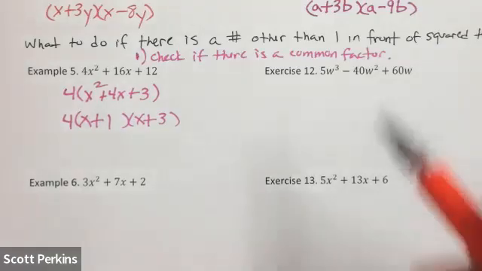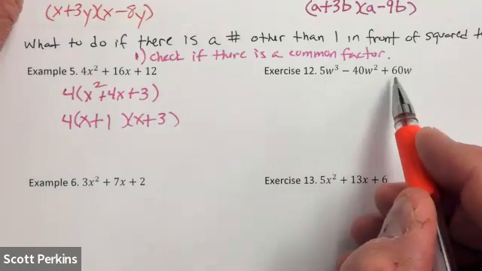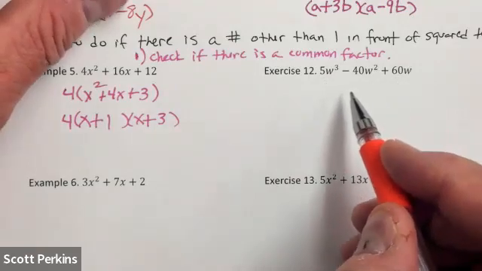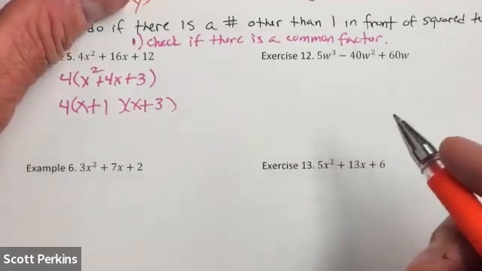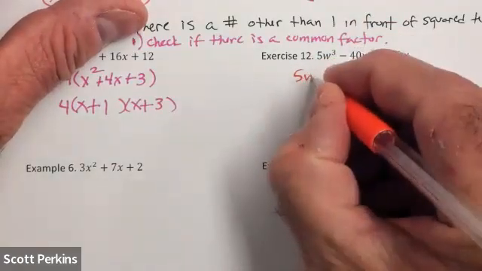On this particular problem, I've got 5w cubed minus 40w squared plus 60w. So what is the common factor they all share? A 5 and a w. Perfection. Great job.